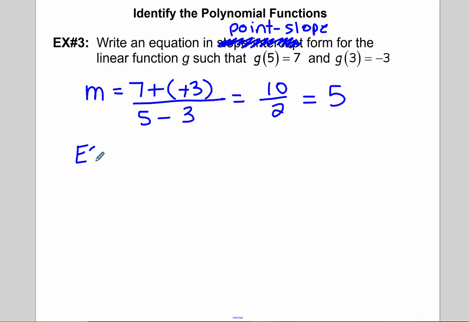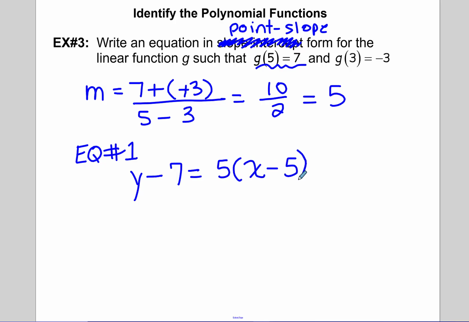Now, same thing here. You could have two different equations. If I use the point 5,7, I'm going to use this point first. I could say y minus 7 is the slope times x minus 5. Or if you didn't like that one, we could use this point. And again, that's just a matter of preference.